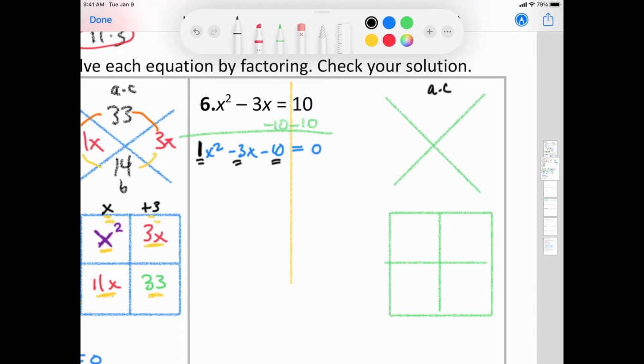A times c is negative 10. B value is negative 3. Remember, if you write all these out, sometimes it helps. And this one's going to be negative. Let's double check those. Negative 5 times 2 is negative 10. And negative 5 plus 2 gives me negative 3.